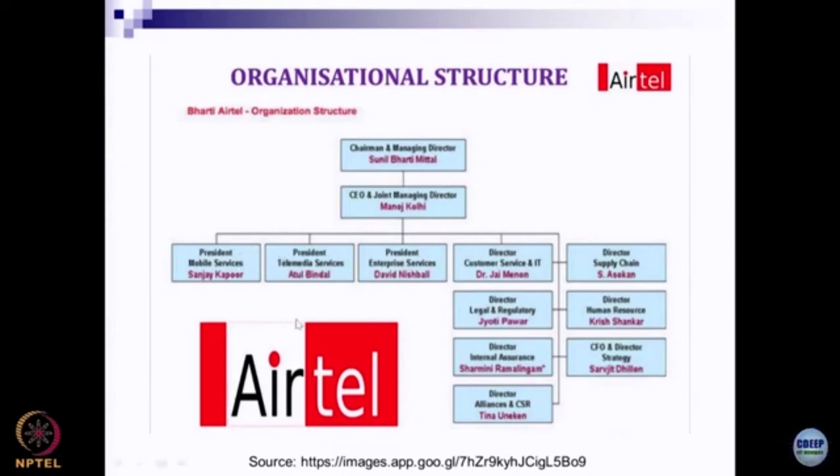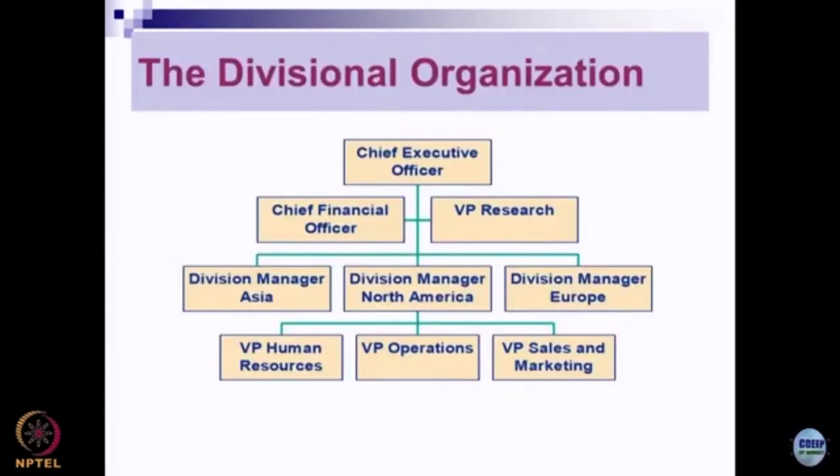These heads are responsible for the business in their line. So, for example, president of mobile services is responsible for the mobile subscription, the sales target of the subscription, profitability of their services, etcetera. Similarly, telemedia services person would be responsible for managing their human resource, managing their profitability, managing their quality, etcetera. So, you can see these people who are reporting to the business head are not responsible for a specific function. They are responsible for the service or a product line. When this is the situation about the organizational structure, we call it divisional organizational structure.